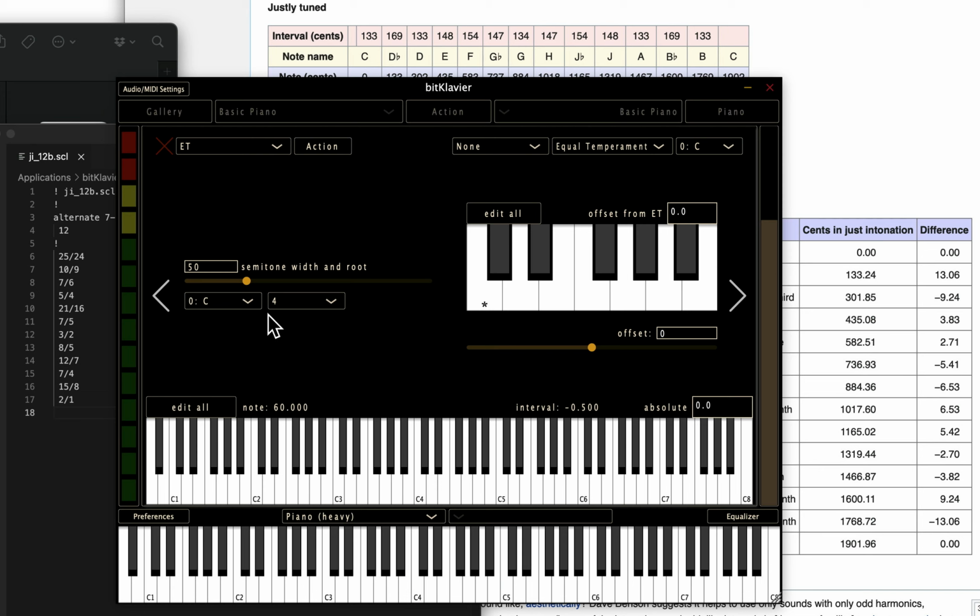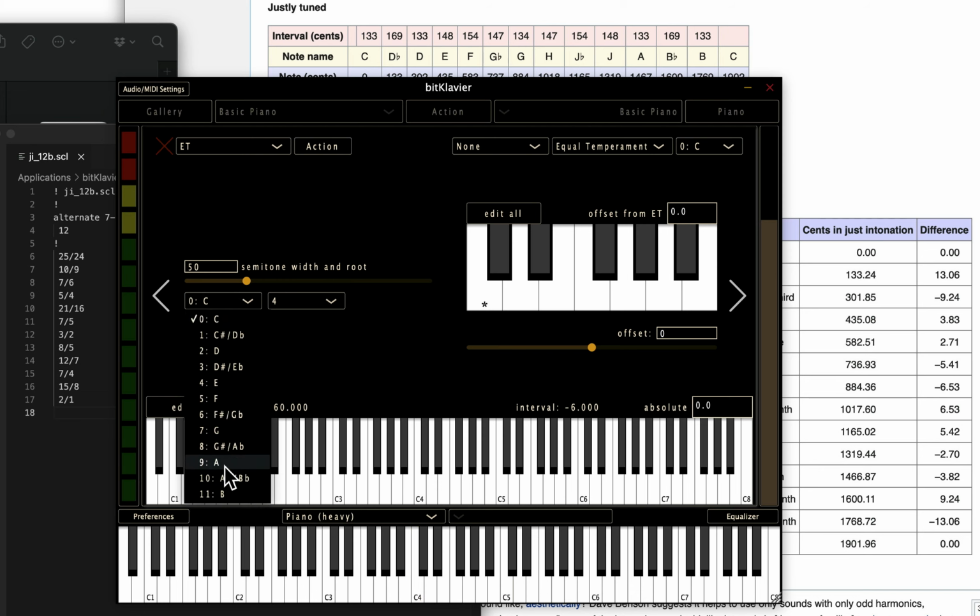Another aspect of this is setting the root, and the root basically just tells bitKlavier what note you want to be as you expect it to be. So in this case, C4, middle C is going to sound an actual middle C, so about 261 hertz. Every other key on this keyboard is going to sound something else. This key looks like it's a C, but it's actually an F sharp. So this is the only one that's correct.